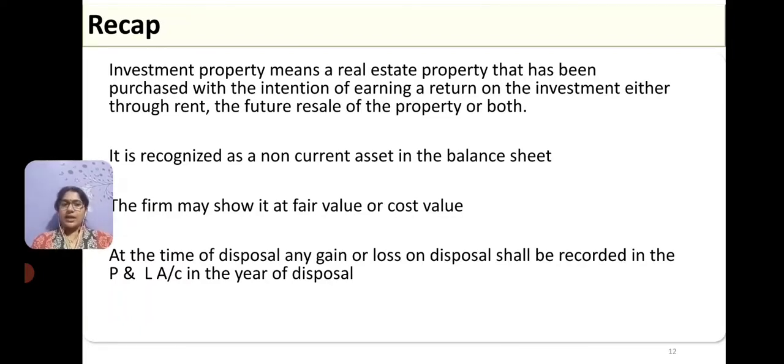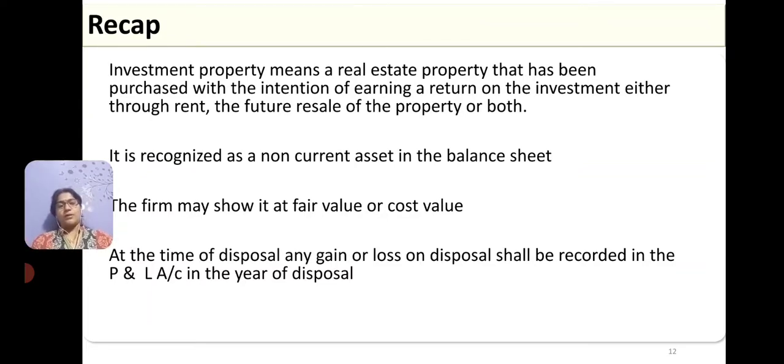Then it is recognized as a non-current asset in the balance sheet but shown as a separate item as investment property, should not be included in the property, plant and equipment, that is PPE. And it can show the investment property at its fair value or the cost value. Then at the time of disposal, if there is any gain or loss, that should be recognized in the profit and loss account.